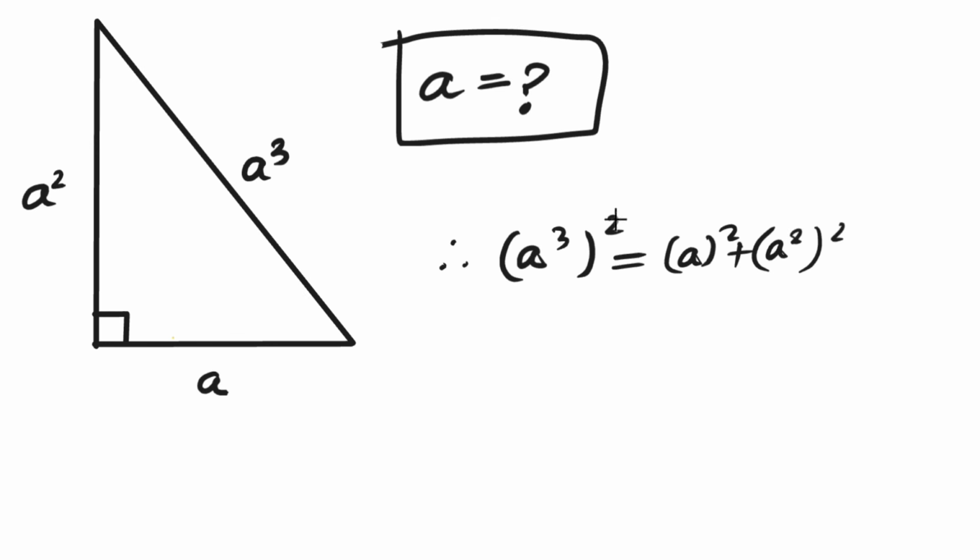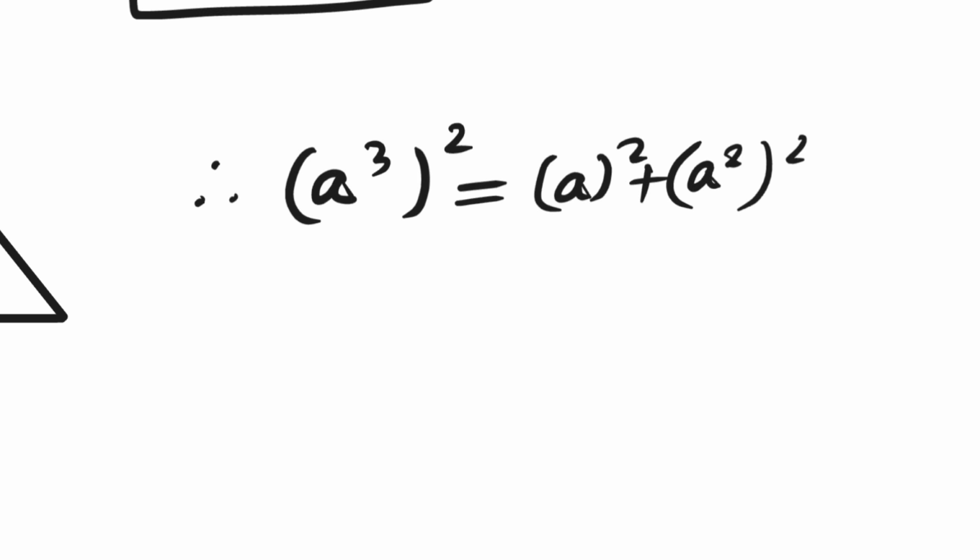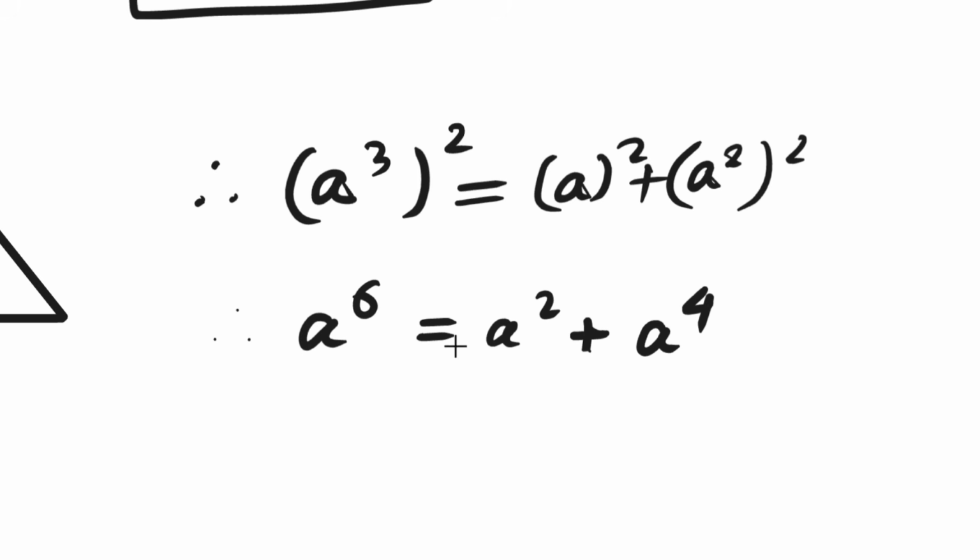Now let's simplify each term carefully using the exponent rule, which says that when a power is raised to another power, we multiply the exponents. So a cubed whole squared becomes a to the power 6. A whole squared remains a squared, and a squared whole squared becomes a to the power 4. Therefore, our equation becomes a to the power 6 equals a squared plus a to the power 4.